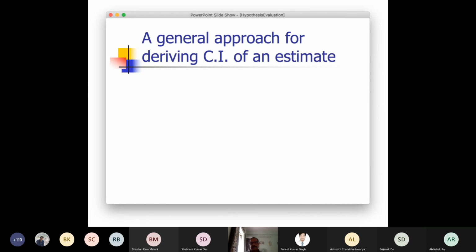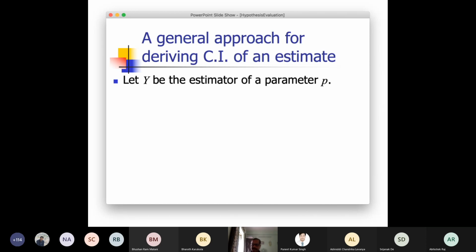So what should be a general approach for deriving this confidence interval of an estimate? Let us consider that, and then that would give us the answer in this way. Let us consider that y be the estimator of a parameter p. So y is the random variable, which is the estimator of p.